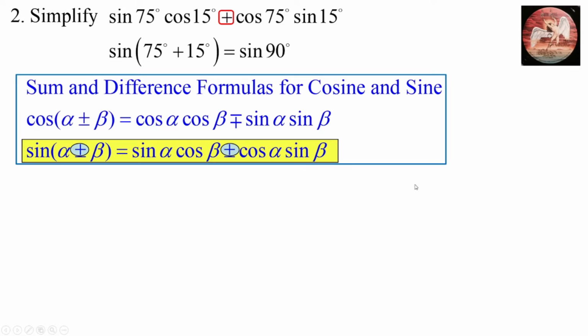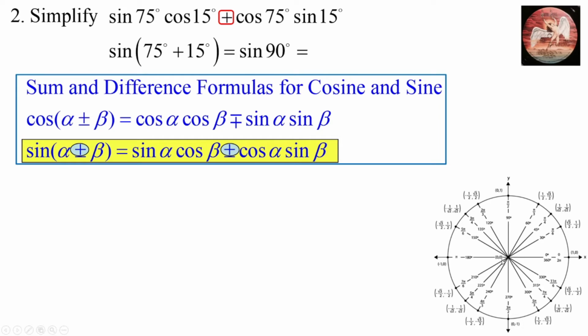And you guys don't even need to look at a picture right now. You all know sine of 90 degrees is 1. But let's visualize it. Here's my terminal ray for 90 degrees, and that vertical distance on the unit circle is exactly 1 unit. So sine of 75 degrees, cosine of 15 degrees, plus cosine of 75 degrees, sine of 15 degrees becomes 1.